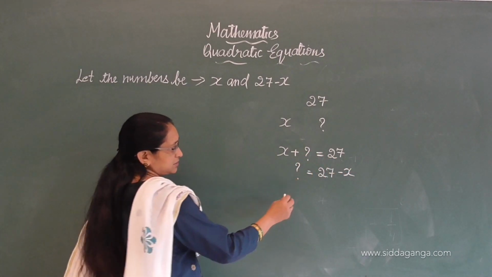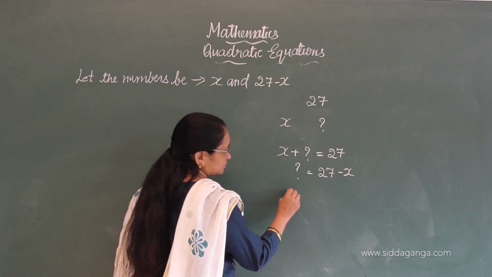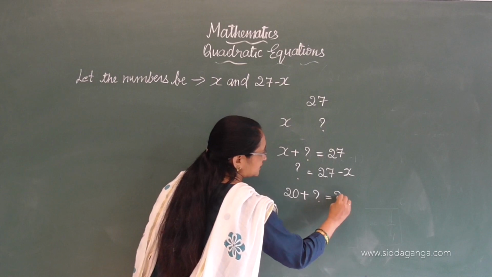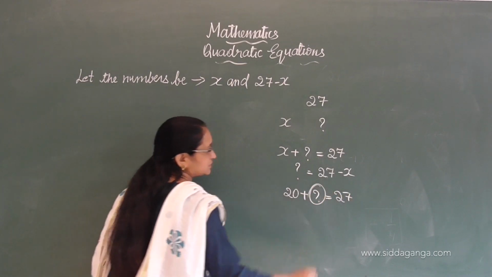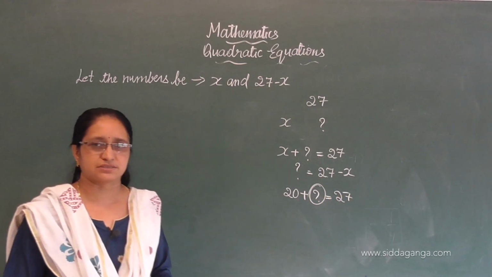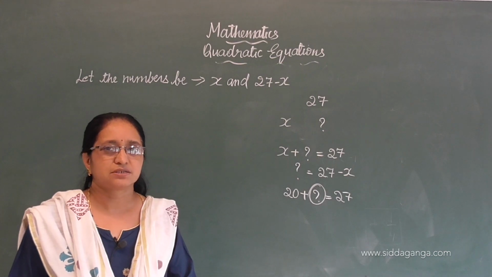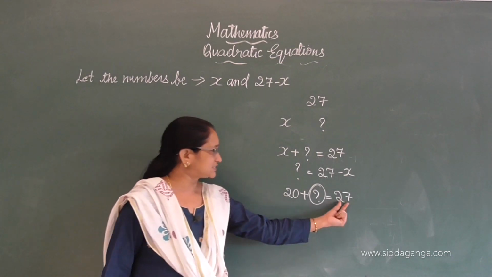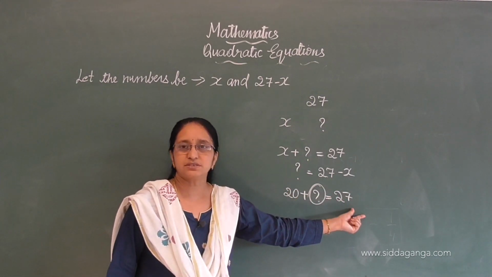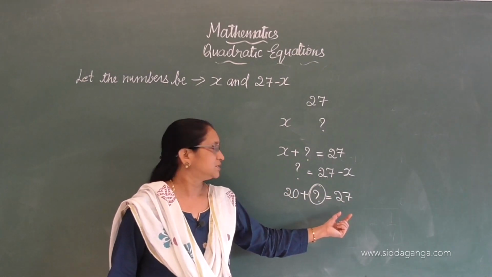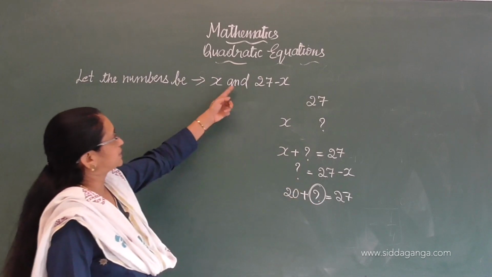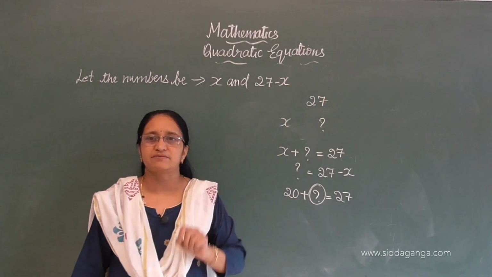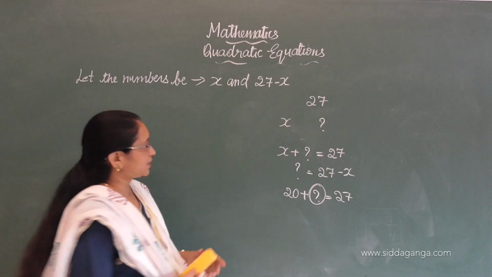See, for example, plus dash is equal to 27. Now how to find out this number? The small kid will answer. See, 20 plus dash will be equal to 27. So how to find out? 27 minus 20, isn't it? The concept you will use, that concept only I am using here. So one number is x, the other number is 27 minus x. Okay.